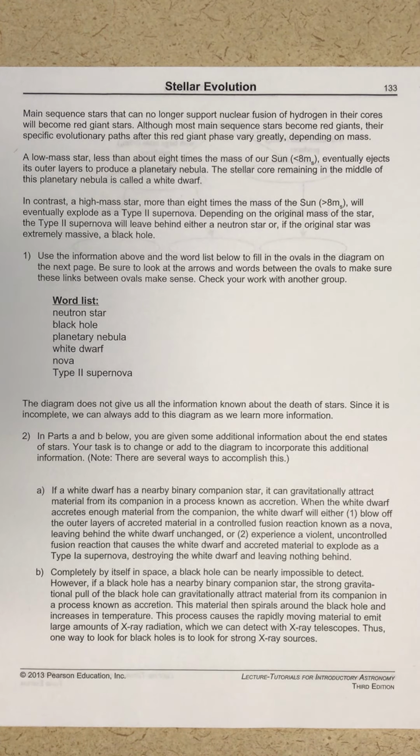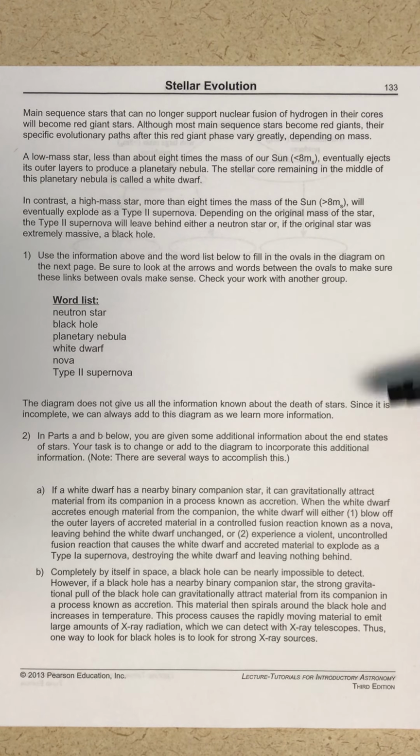A little tutorial to go through some of the patterns that we see in what's called stellar evolution, so the lifetimes of stars. Some information to start off with. So main sequence stars, so those are stars that are fusing hydrogen to helium in their cores.